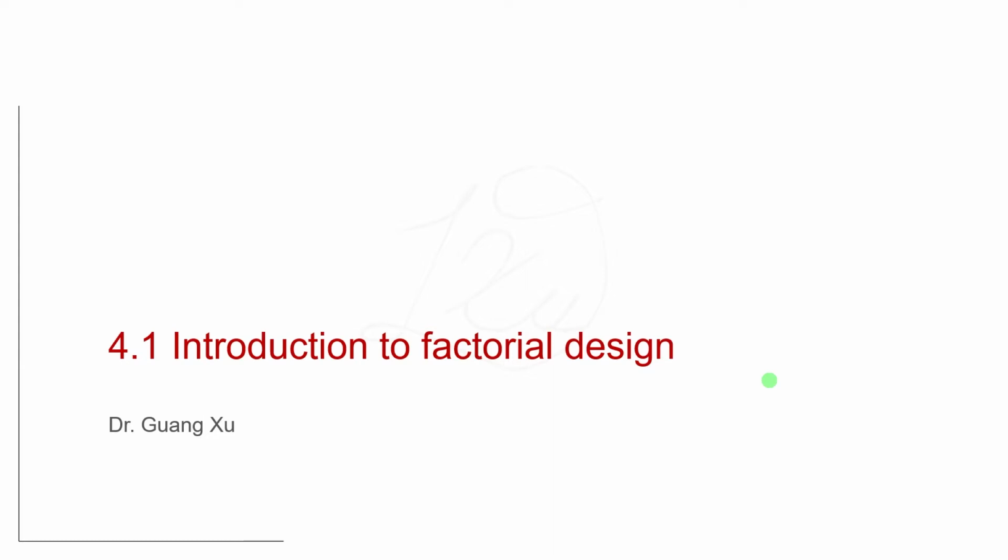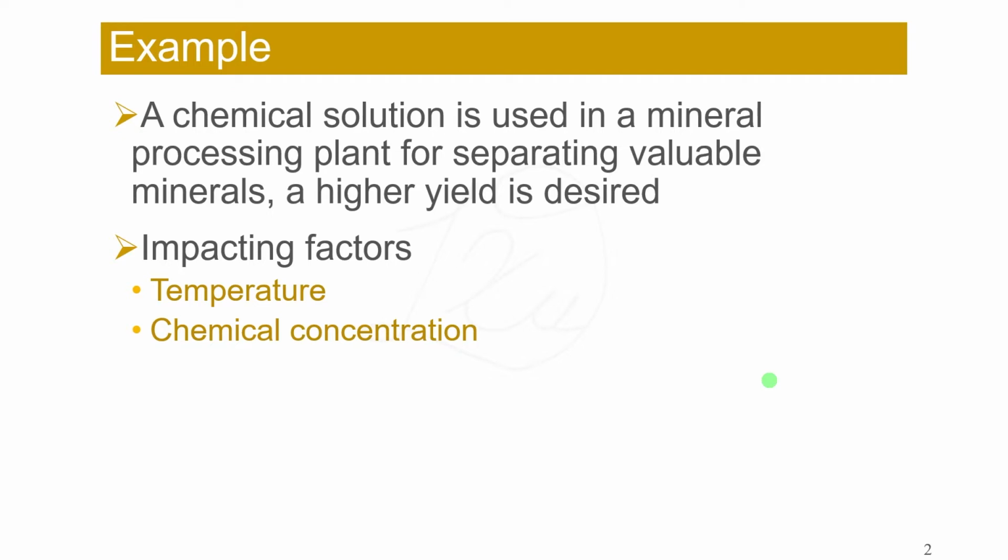In previous videos, we mainly focused on experiments with one main factor, but in this video, I will introduce an experimental method when there are two or more factors involved using factorial design. Let's look at this example.